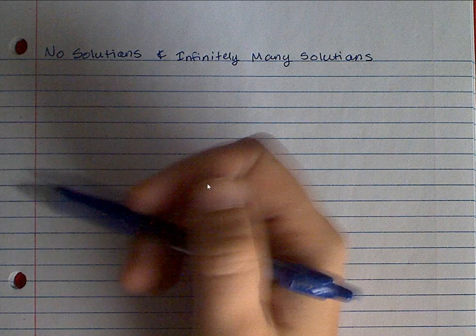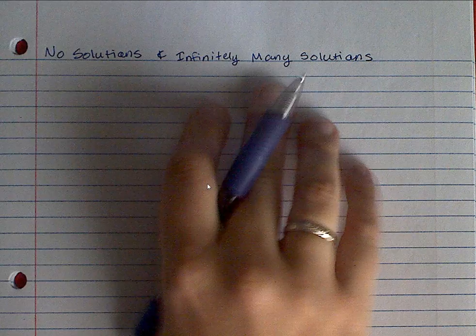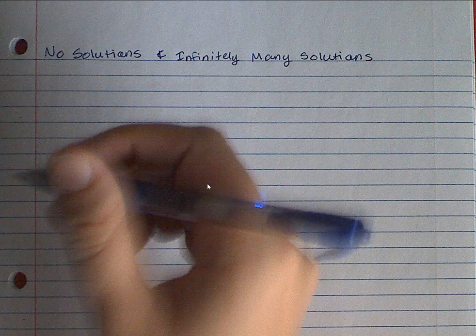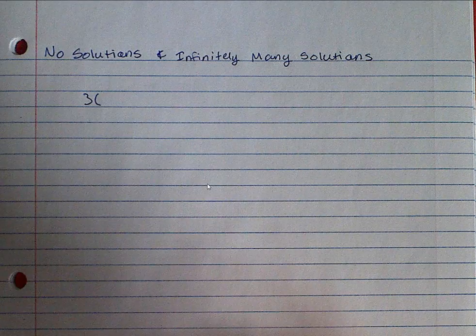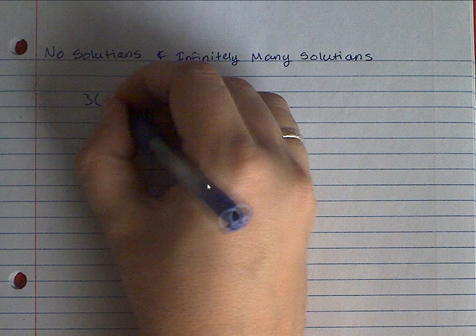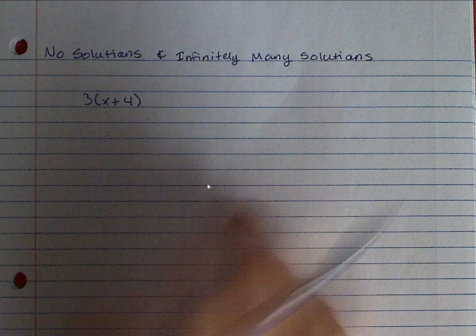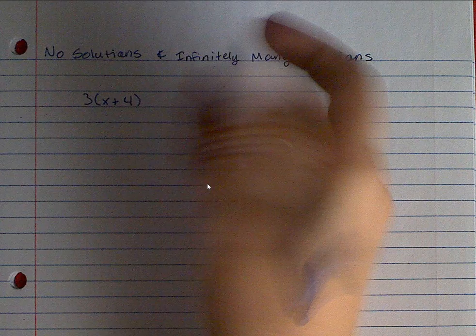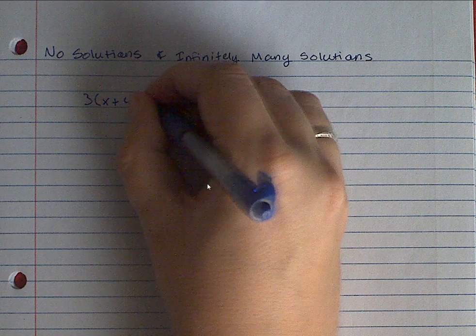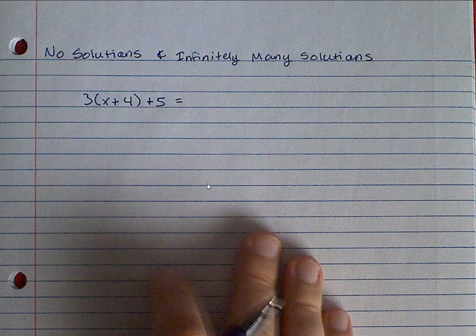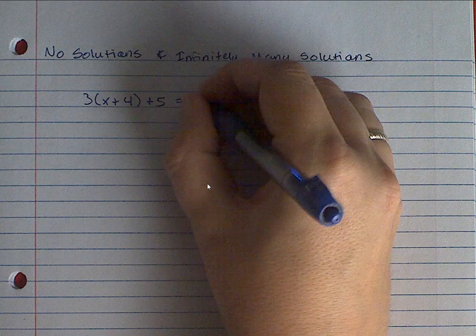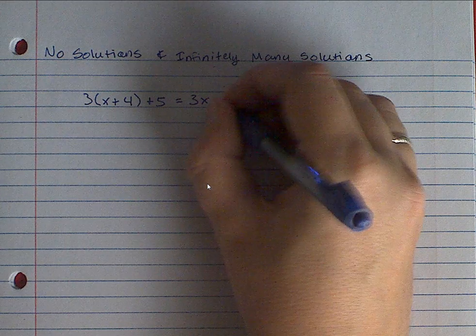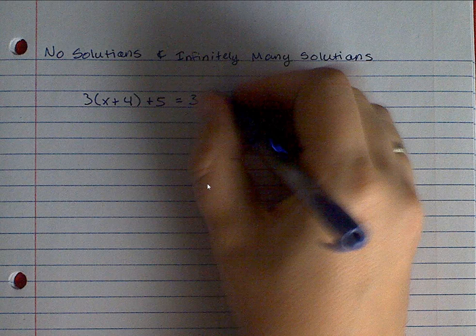Anyway, so no solutions and infinitely many solutions. An example of when this might show up. Let's do 3 times in parentheses x plus 4, close parentheses, and then we'll do plus 5 is equal to, and then the other side we'll do 3x plus 8.